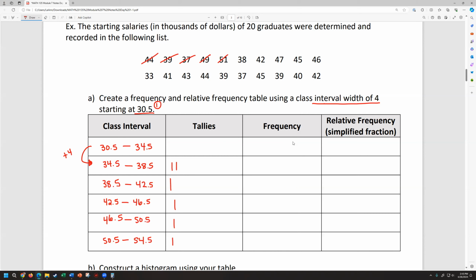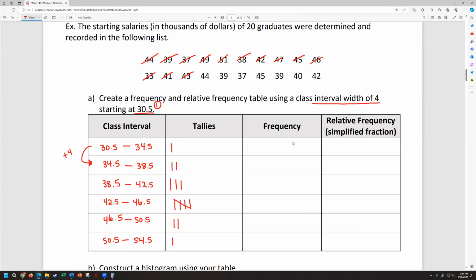38 is actually in the second group because it's up to 38.5. 42 is in the third group. 47 is in the next to the last group. 45 is in the 42.5 to 46.5. 46 is also in that group. 33 is in the first group. 41 is in the 38.5 to 42.5 group. 43 is in the next group under that. So is 44, and that's going to be our 5th element.